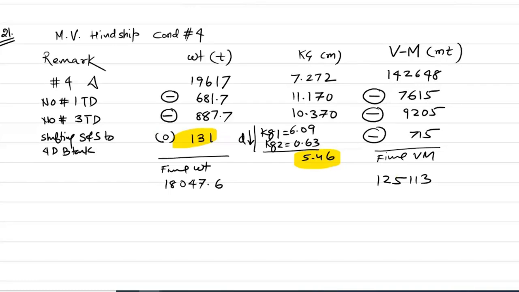So, what is the final KG? Final KG is the final vertical moment divided by the final weight. Divide both. I have already explained the theory. 6.932. Okay.